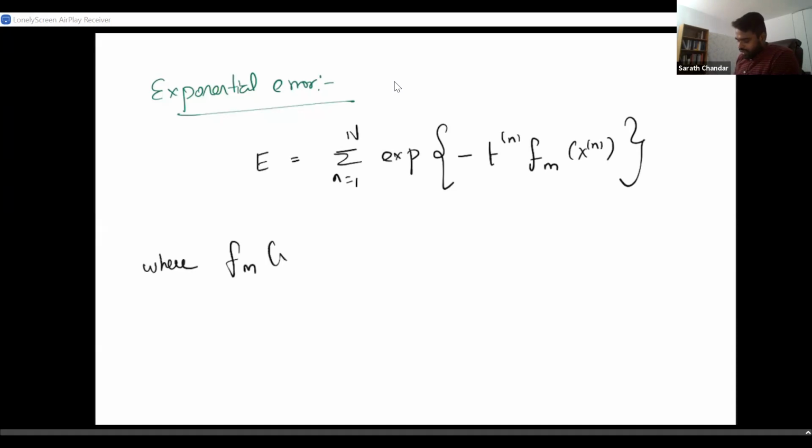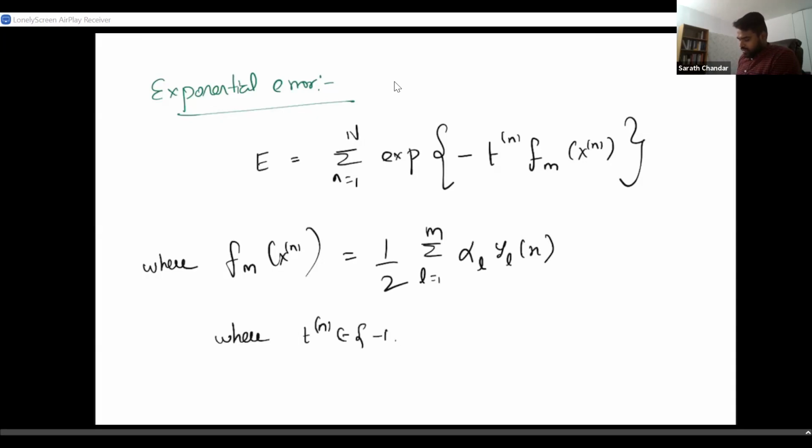f_m of x_n is my boosting classifier, which is basically summation over l equals 1 to m of alpha_l y_l of x. I'll just add a 1/2 for mathematical convenience, where t_n belongs to {-1, 1}.